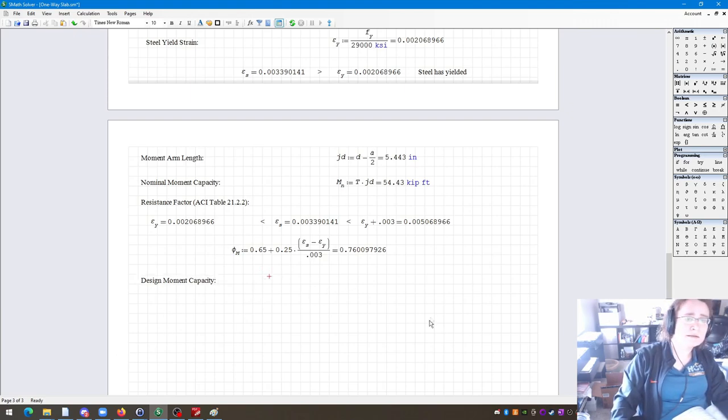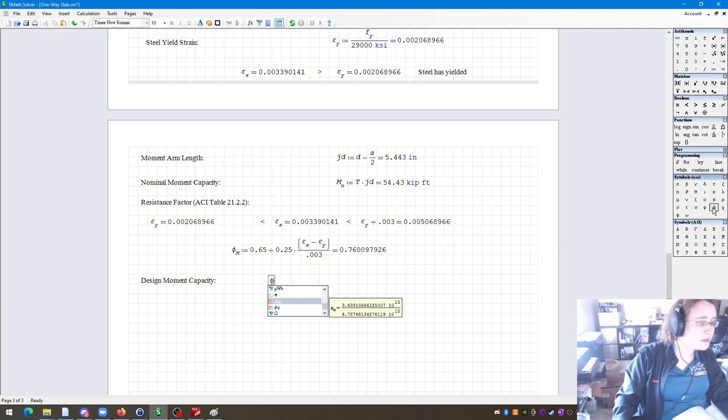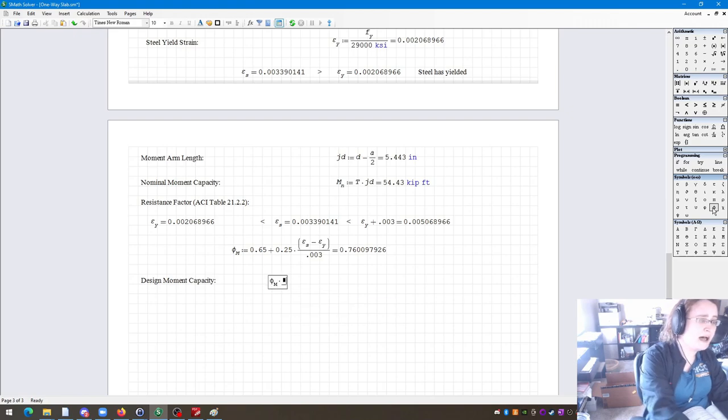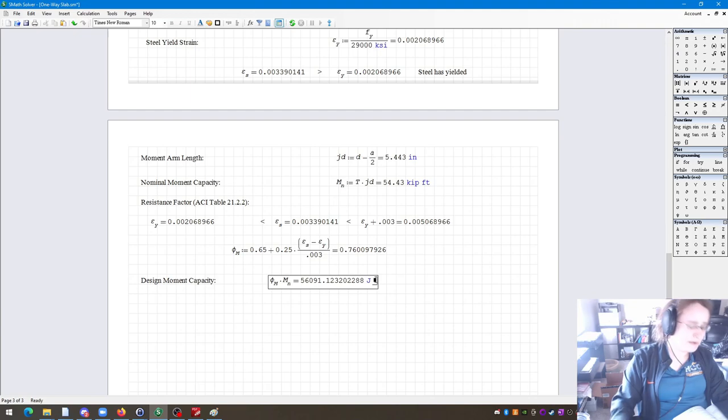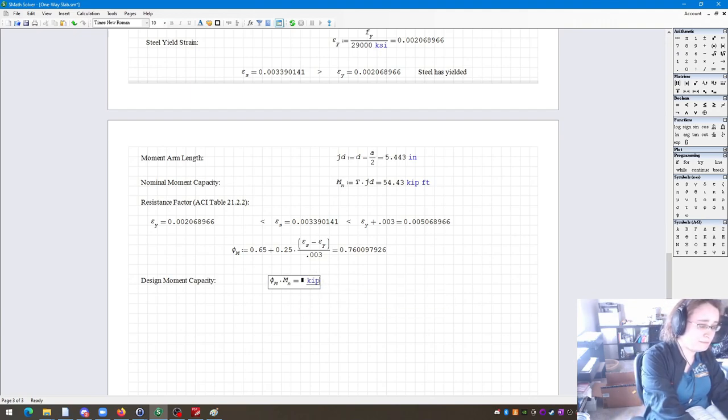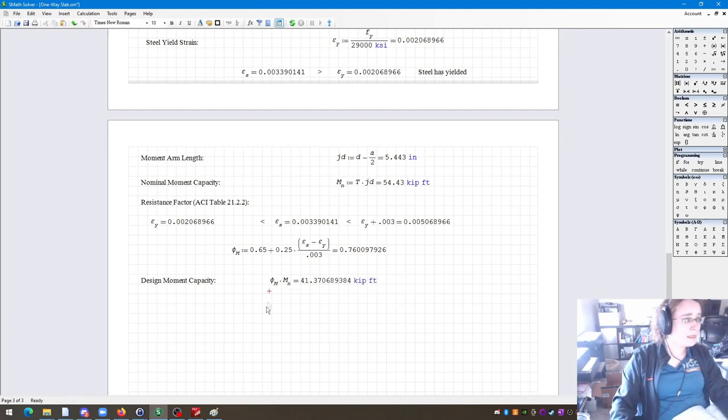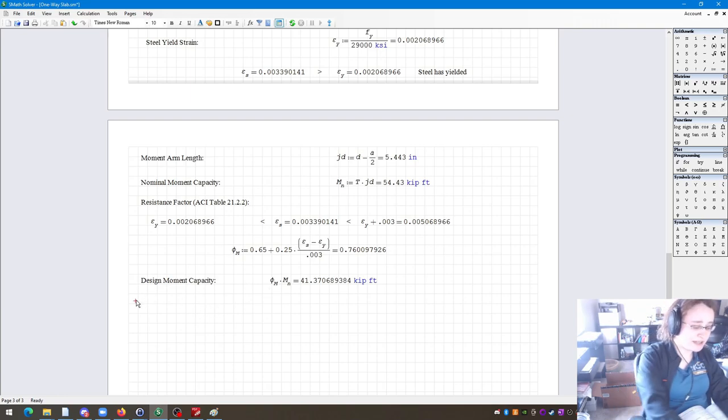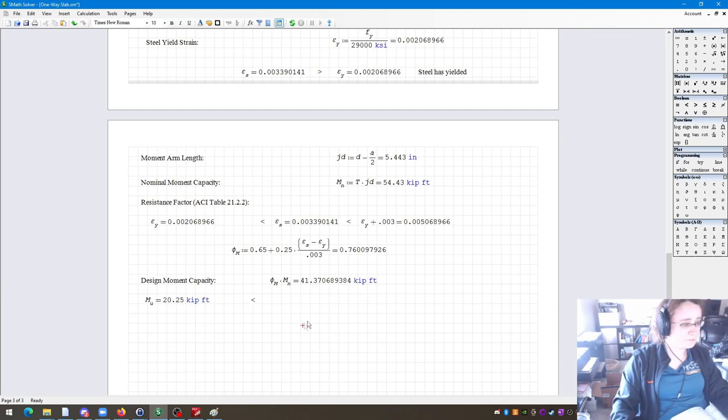And that will be, let's say, phi m times Mn. And we definitely don't want this in joules. We want this in feet. And let's compare this to the maximum moment. So we are substantially larger than our design moment.